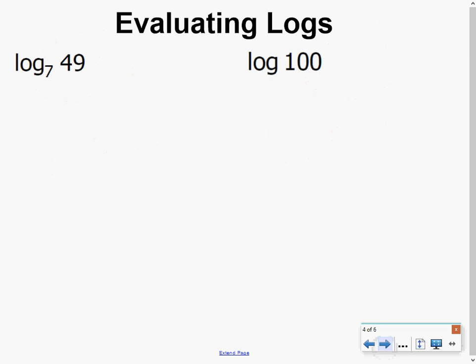So a lot of the times what we do with logs is we evaluate them. When you evaluate something, you are finding its value. You're finding what it's equal to, right? So log base 7 of 49 is equal to the exponent that we need to raise 7 to equal 49. If it helps to think of this as a question, then do it. What power does 7 need raised to equal 49? Oh, it needs raised to the second power. So this log base 7 of 49 is equal to 2.